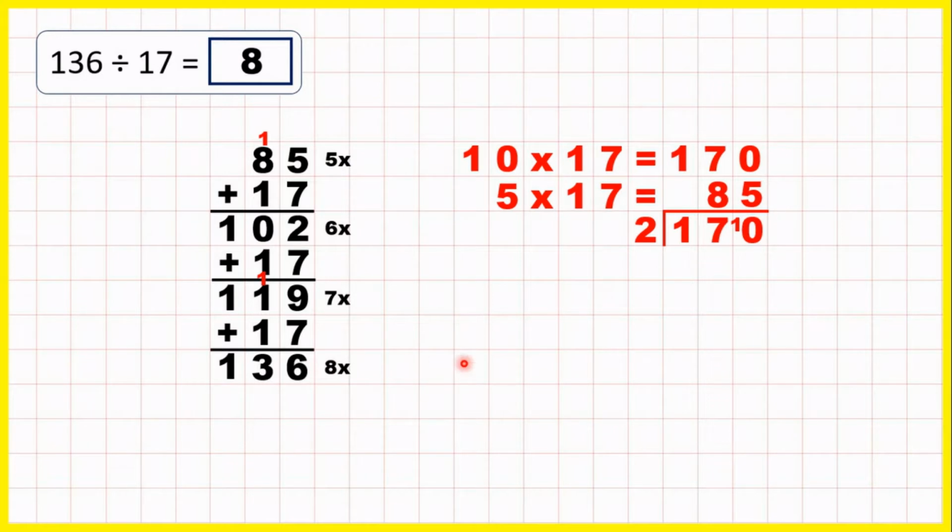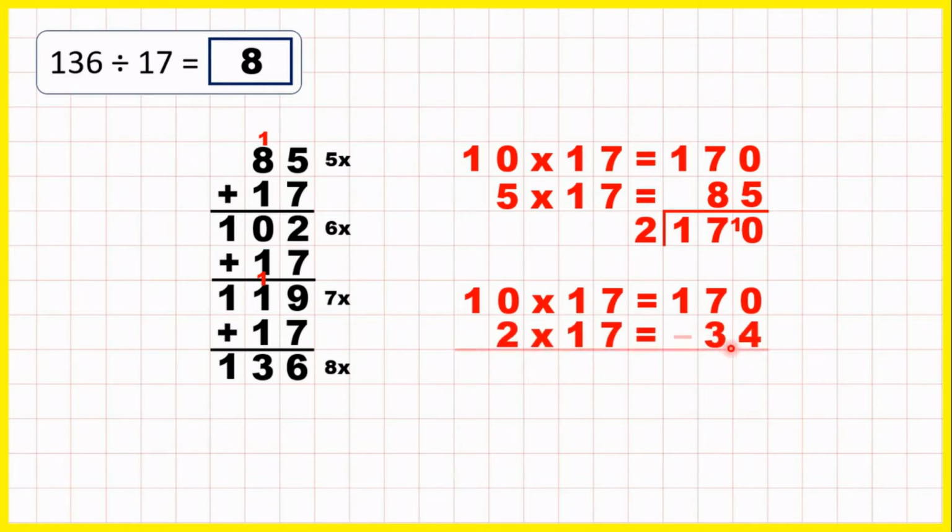Once we'd worked out that 85 is 5 times, we could have continued counting on to get to 8 times. Or, once we knew that 10 times 17 is 170, we could have just worked out 2 times and subtracted it, because if you work out 10 times and you subtract 2 times, that will give you the answer to 8 times. So we can't do 0 minus 4, go to the left, 1 less, 1 in front, 10 minus 4 is 6, 6 minus 3 is 3, 1 minus nothing is 1, so we've worked out that 8 times 17 is 136, so we know straight away that 136 divided by 17 is 8.